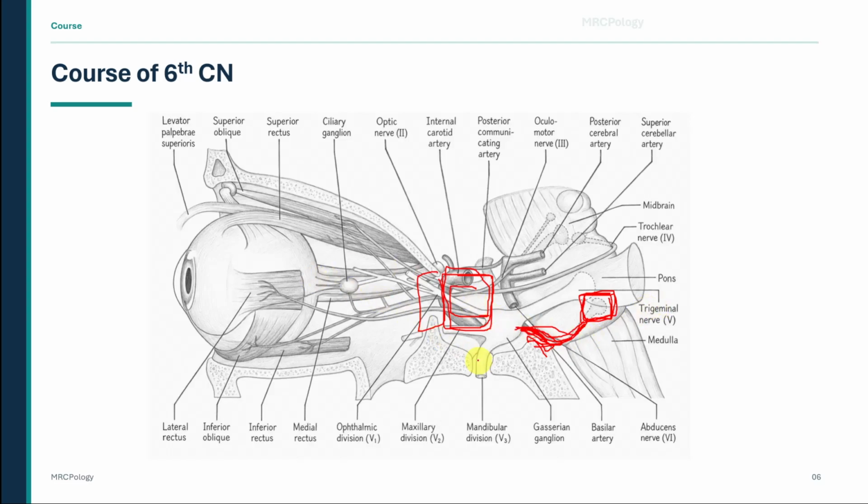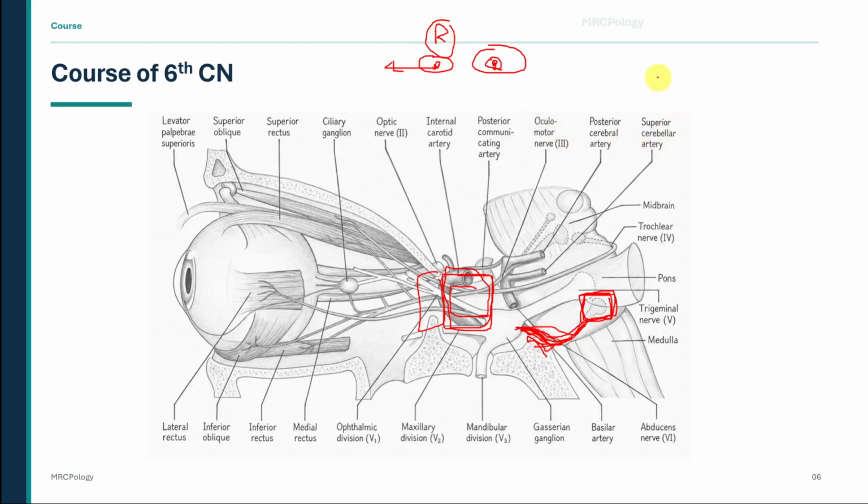Quick recall. A patient has horizontal diplopia worse on looking to the right. The right eye fails to abduct, and there are no other neurological signs. Which muscle is weak and which cranial nerve is affected? The answer is the right lateral rectus, supplied by the right sixth cranial nerve, the abducens nerve.